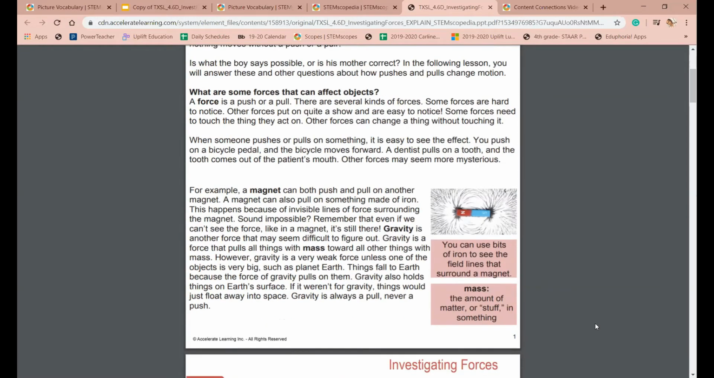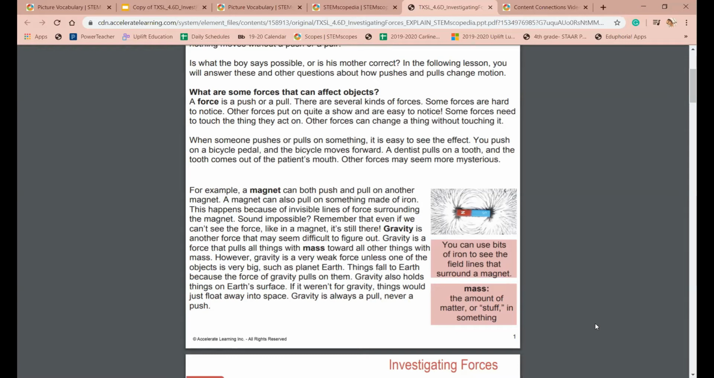What are some forces that can affect objects? A force is a push or a pull. There are several kinds of forces. Some forces are hard to notice. Other forces put on quite a show and are easy to notice. Some forces need to touch the thing they act on. Other forces can change a thing without touching it. When someone pushes or pulls on something, it is easy to see the effect. You push on a bicycle pedal and the bicycle moves forward. A dentist pulls on a tooth and the tooth comes out of the patient's mouth. Other forces may seem more mysterious.